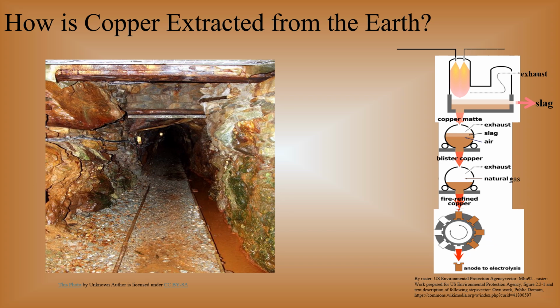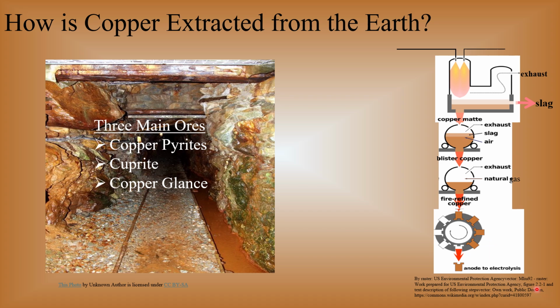How is copper extracted from the earth? Well, as you can see, this is an actual mine, and along the walls you can see copper ore all over. The main ores that are produced from these mines are copper pyrites, which is CuFeS2, cuprite, which is Cu2O, and copper glance, which is Cu2S. Of these three, copper pyrites is the ore that is purified because there is more of it.